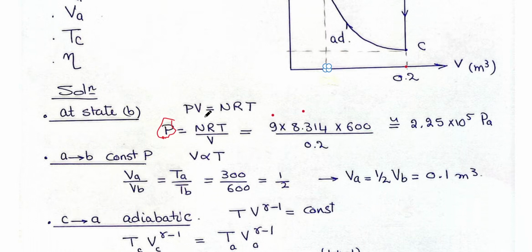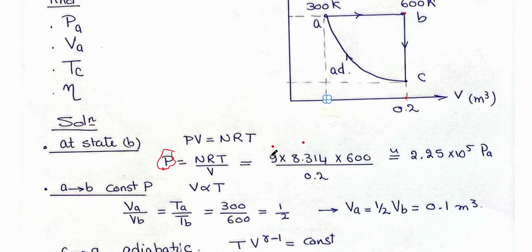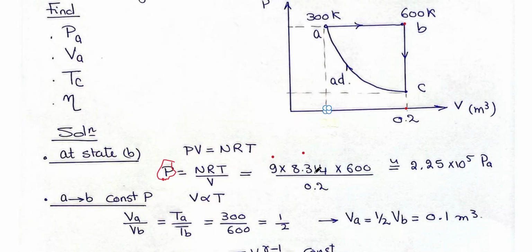At state B, PV equals nRT. So P equals nRT over V. Put n equals 9, R equals 8.314, the universal gas constant, and the temperature at B is 600. Divide by the volume, and you get the pressure in Pascal. This pressure at B is the same as the pressure at A. We don't have enough givens at A to calculate the pressure from this state, so instead we calculated the pressure at B, which is the same pressure.